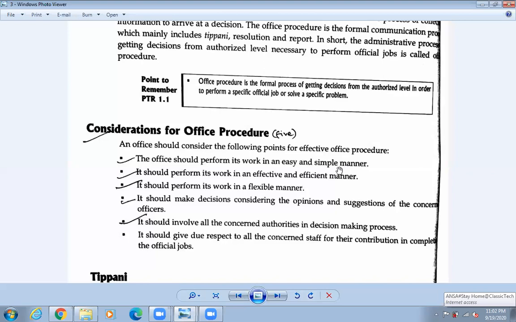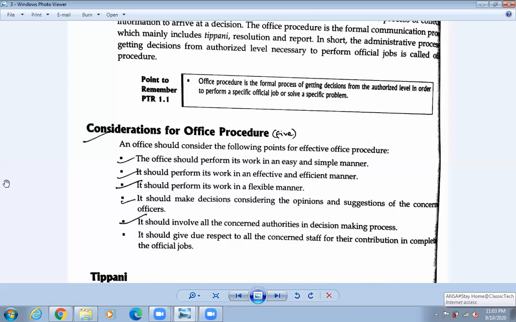Okay. So it should go in a simple and easy way. Why go in the complicated way? English sounds very hard. Okay. So if we go in a simple and very easy way, then it is very easy for getting that job done. Okay. So it should perform its work in an effective and efficient manner. So तिमीहरूको effective तरिकाले जानु पर्यो कामहरू. Okay. Efficient बनाले. So एकदम smoothly it should go on.